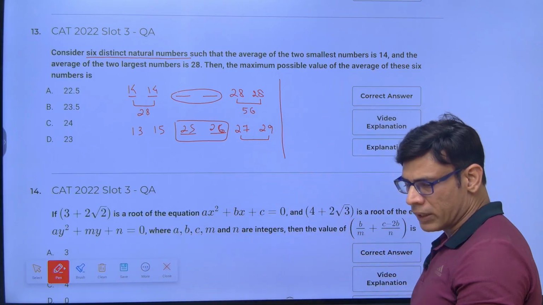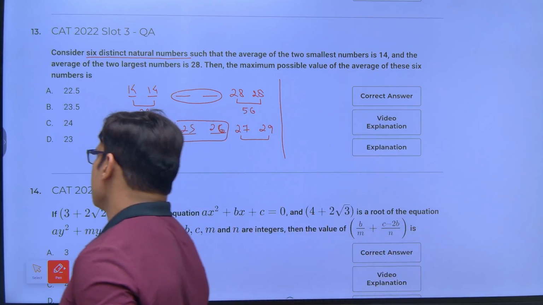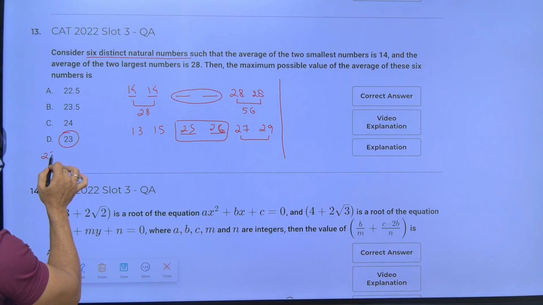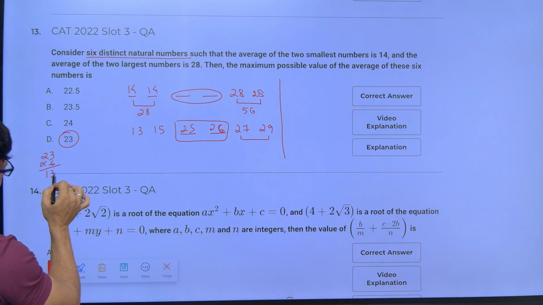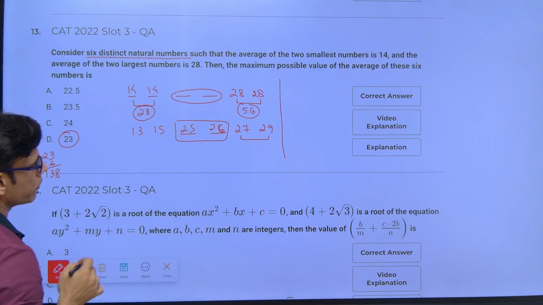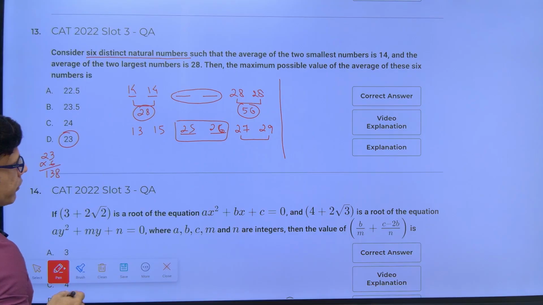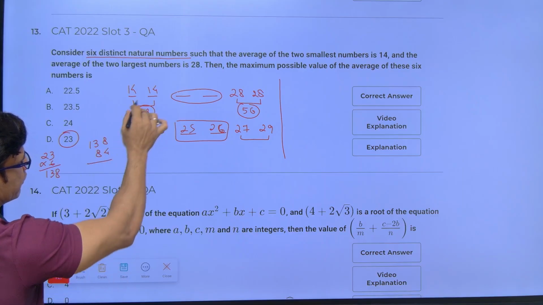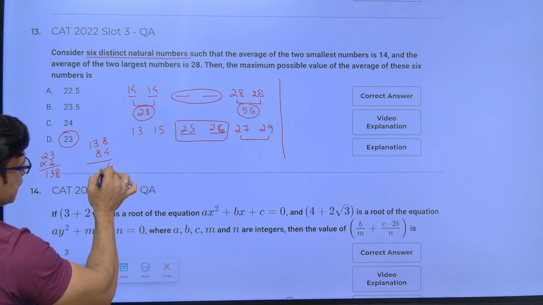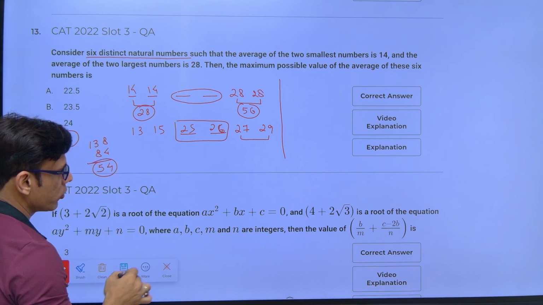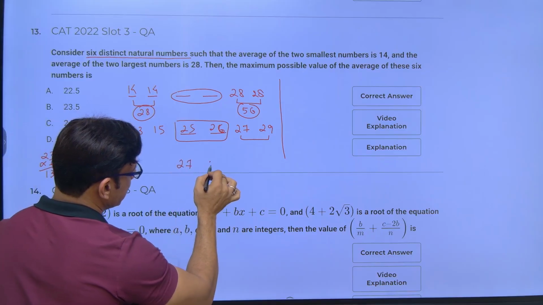I'll give you one more method. See, the average of all 6 numbers. So the total of all these 6 numbers will be what? 23 into 6, which is 138. Out of 138, 28 plus 56 is already with you, which is equal to 84. So from 138, if I subtract 84, the sum of the other 4 numbers is 54. That means I am left with 54. And to write 54, I have to write 27 and 27.